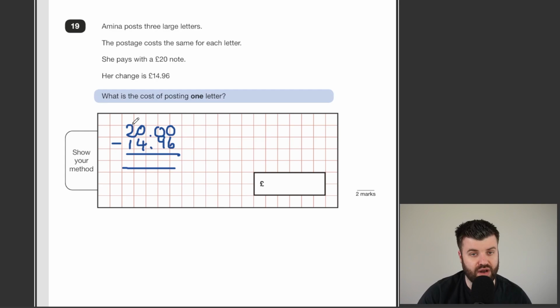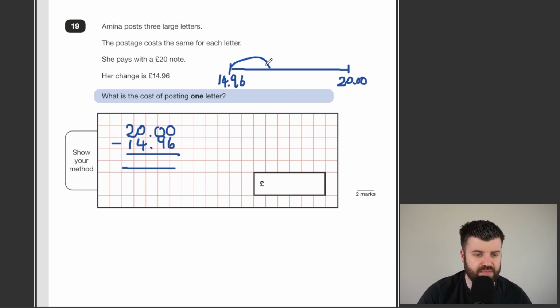So we're going to do a lot of exchanging here. Another way we could do this would be with a number line, jumping up from £14.96. I much prefer this method because it's quicker and it's cleaner, going up to £20. Let me show you what I mean. £14.96, well, jumping up to the next whole pound is £15, which would be 4 pence. And then going from 15 to £20 is just £5.